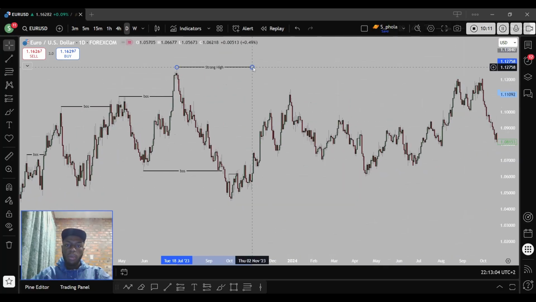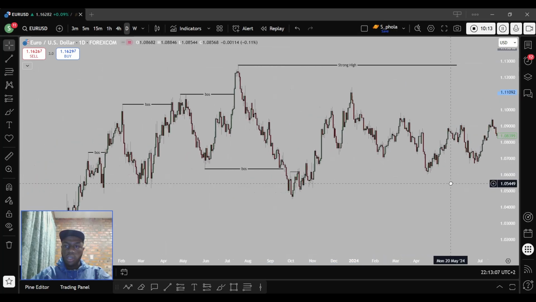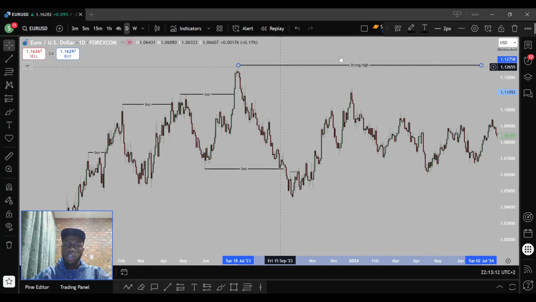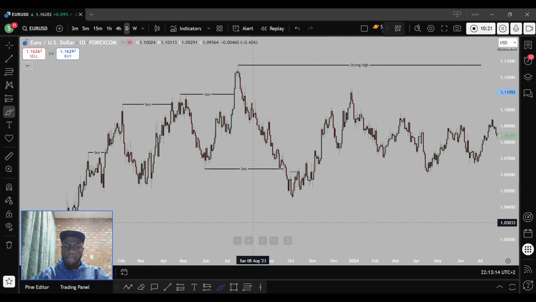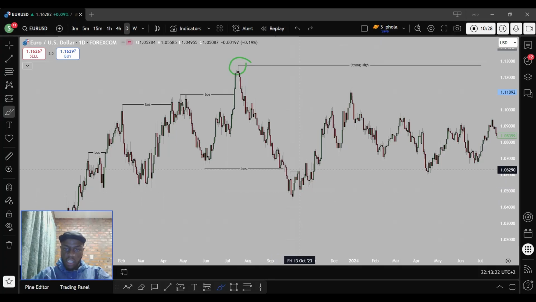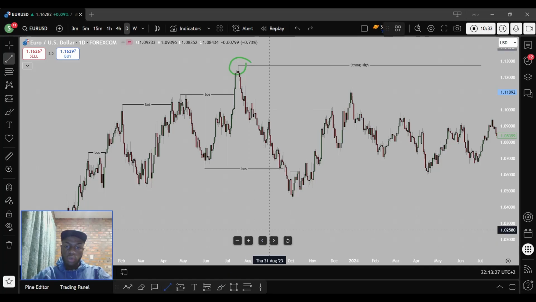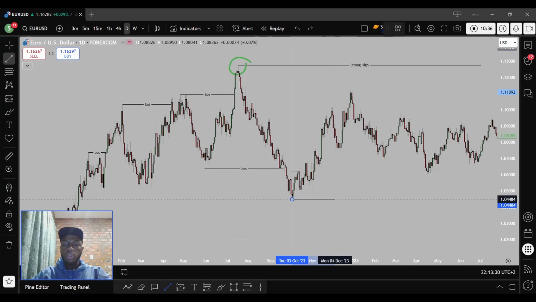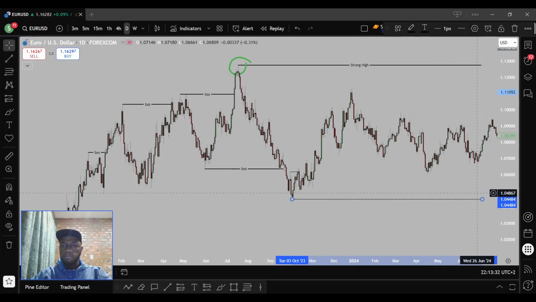So currently we were playing within this range. I don't wanna show this part. Currently we were playing within that range, within our strong high that led towards our break of structure, and the internal that switched, that symbolized a potential pullback, which is our lower low. Understand?